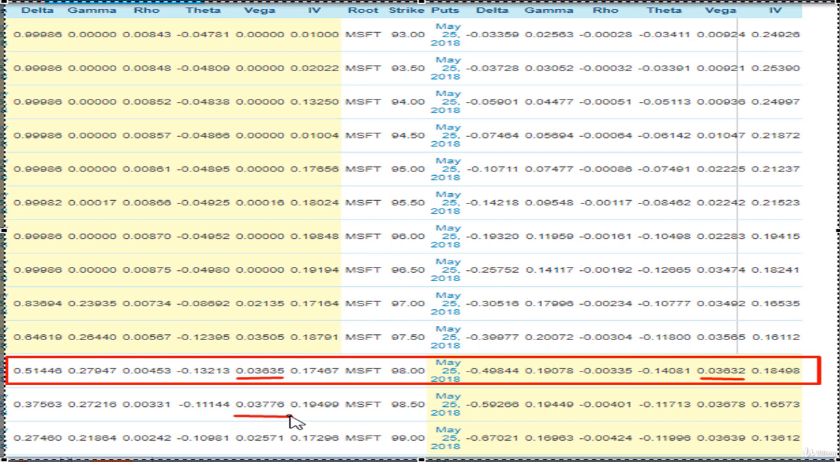The conclusion is that increasing Vega increases the option price, and a low Vega means a low option price for the same theta and delta. This was a brief discussion about Vega.